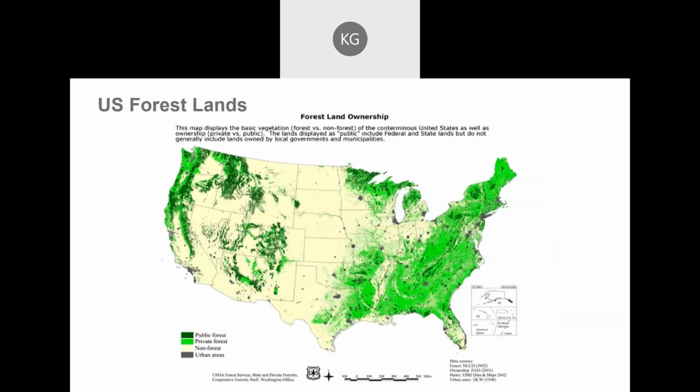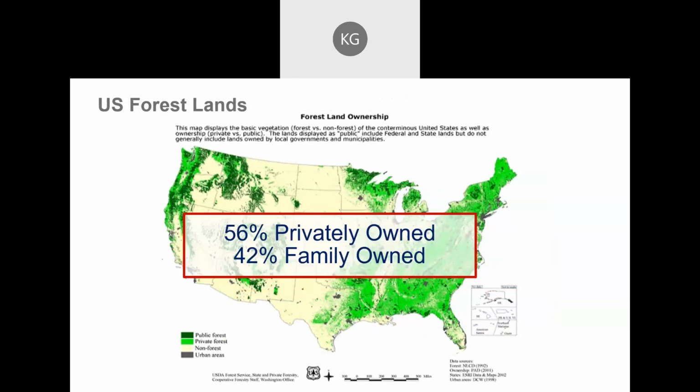And then this map is showing current distribution of forest land throughout the U.S. Dark green is publicly owned and light green is privately owned. So what's interesting here is that 56% is privately owned. And of that 56, 42 of that 56 is owned by individuals and families, where corporations, partnerships, and tribes own the other 14%.